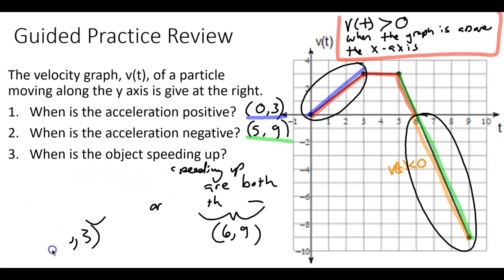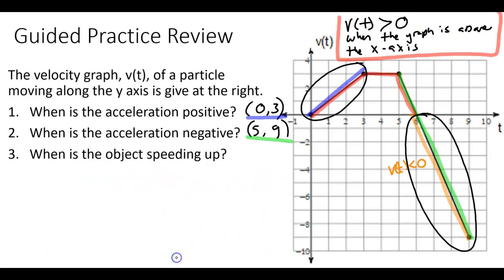Let me clean this up a little bit. All right, so we have from 1 to 3. I'm sorry, I don't know why I keep doing that. 0 to 3 and 6 to 9. And if you were ever asked to explain why, you would say because velocity and acceleration have the same sign. Okay, now I'm going to erase my explanation because of space, but it might be a good thing for you guys to include in your notes.